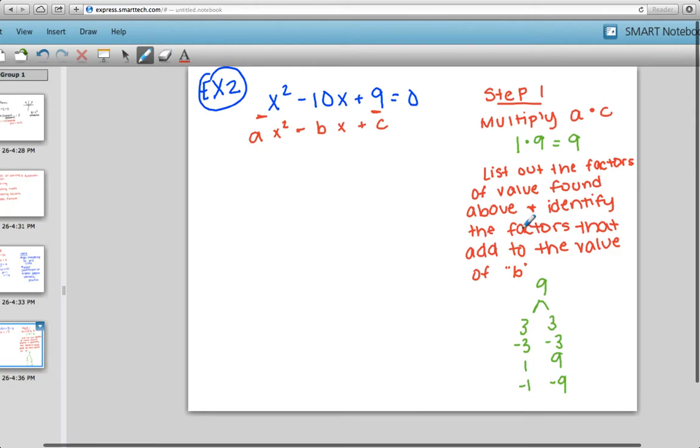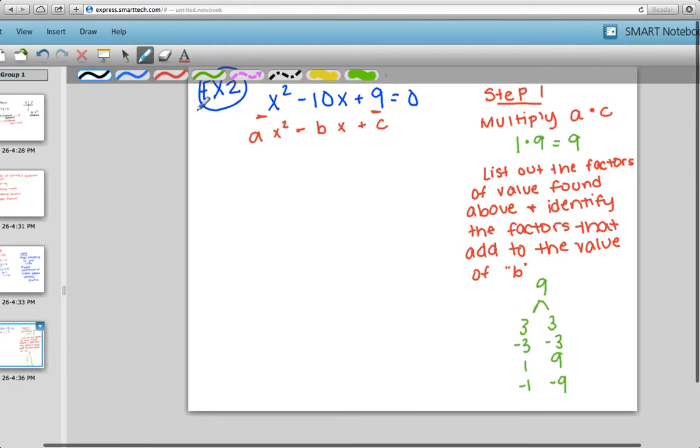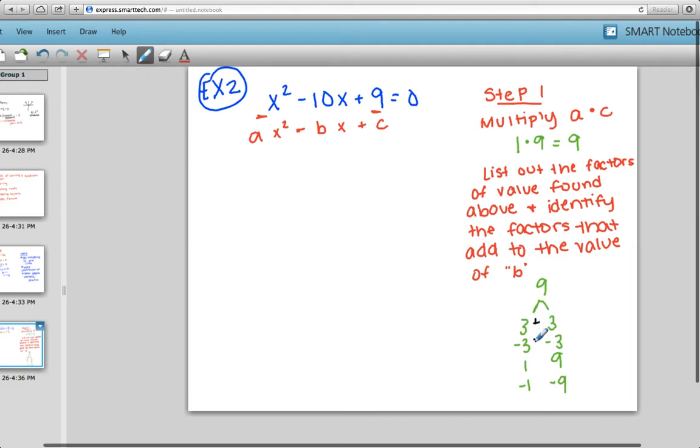So then it says identify the factors that add to the value of B. So I'm going to put this little plus sign in black in between all of these.